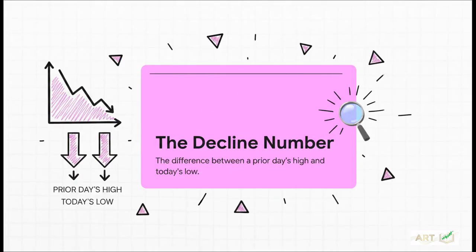But as we all know, the market doesn't only go up. We need our countermetric, which is the decline number. This one tells us how far the market typically falls. To find it, we measure the difference between a prior day's high and today's low. This captures the average downward movement over that exact same 2-day window.